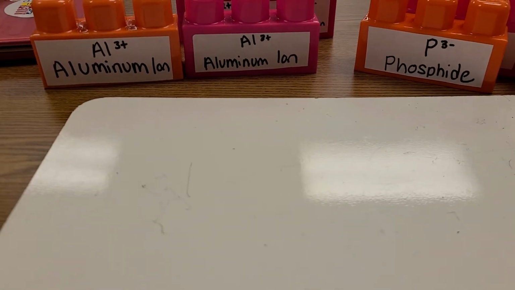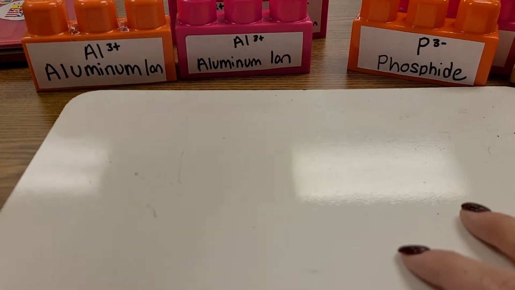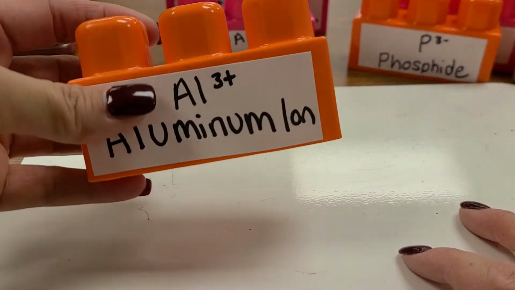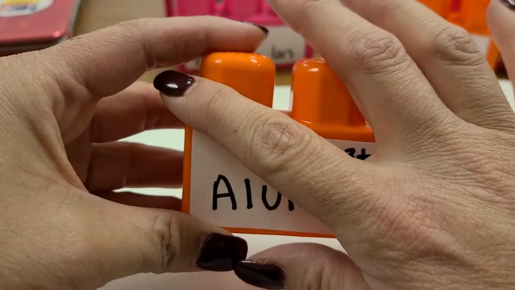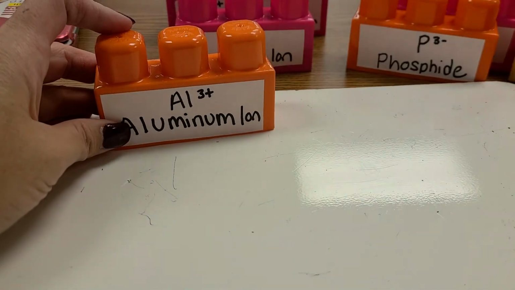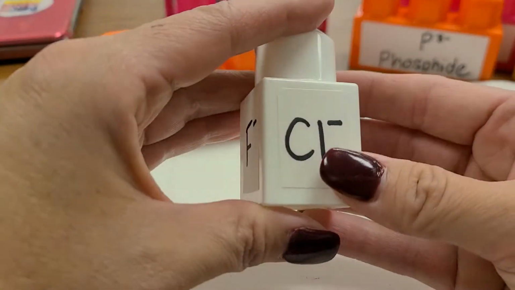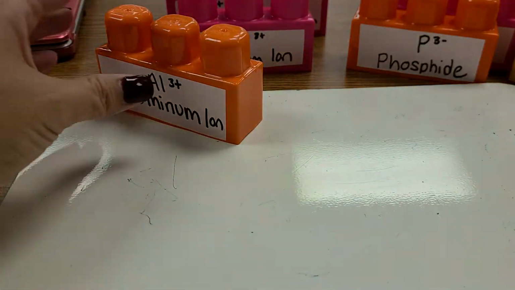Hey everybody, for this video we're going to talk about ionic compounds, binary ionic compounds, and I have these megablocks that are going to represent the different charges of the ions. So like for aluminum it's a +3 charge, so there's 3 little pegs here. For example, chlorine is a -1, or fluorine or iodine or bromine, so it's got the 1 peg here.